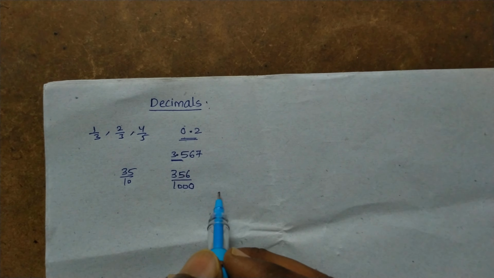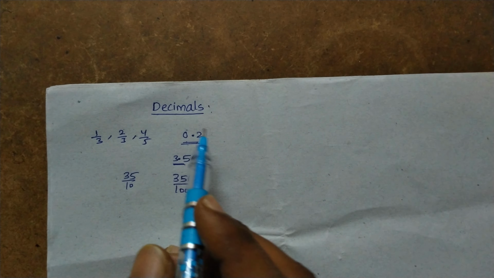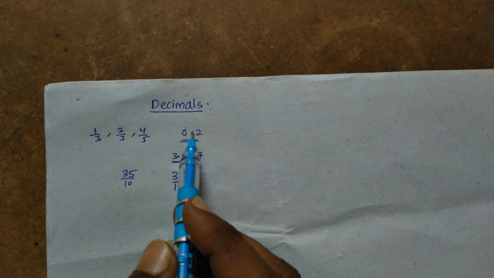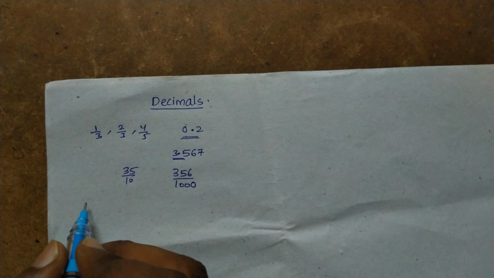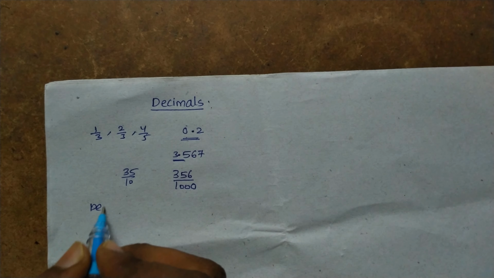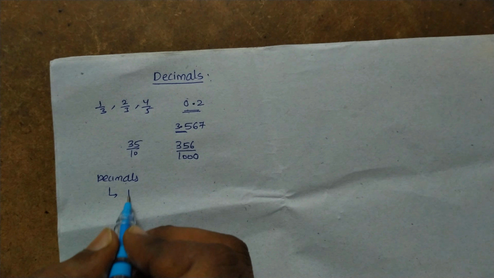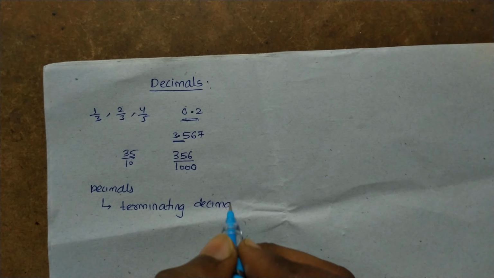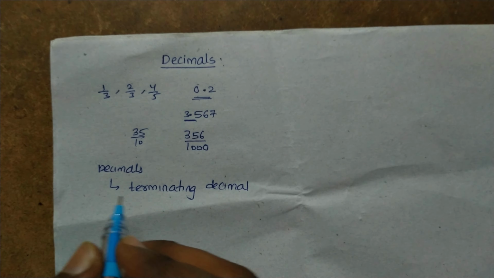But let's not jump into this topic. First of all, let us only focus on what is a decimal. Decimals are represented in the point values. So there are three types of decimals. One is terminating decimal.